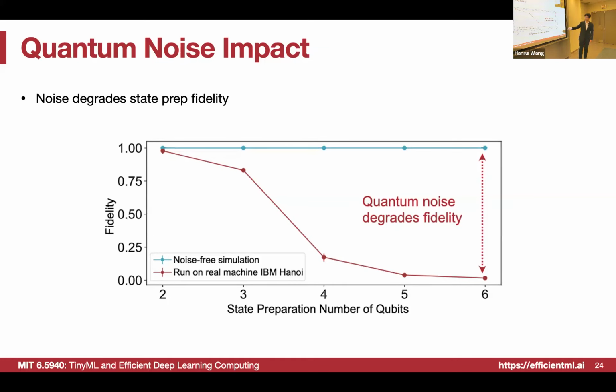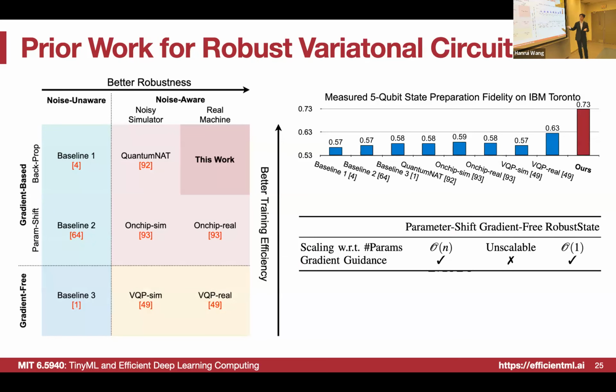So if we are using 6 qubits, the state preparation circuit itself will cause the fidelity to be very close to 0, because of the large number of gates and also the number of layers. This makes highly reliable state preparation very challenging. There are several previous works on how to do this state preparation.